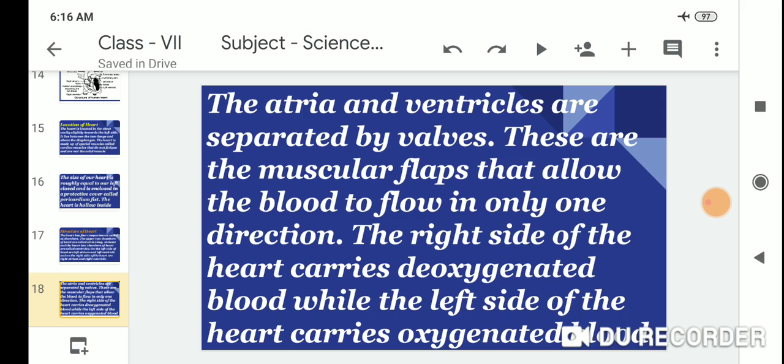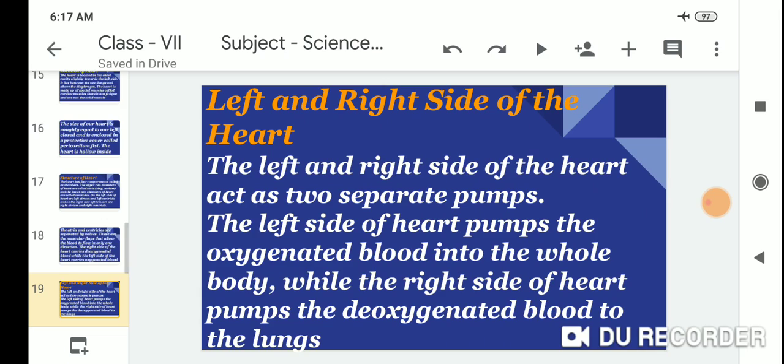The right side of the heart carries the deoxygenated blood, while the left side of the heart carries the oxygenated blood. The left and right sides of the heart act as two separate pumps. The left side of the heart pumps the oxygenated blood into the whole body, while the right side of the heart pumps the deoxygenated blood to the lungs.